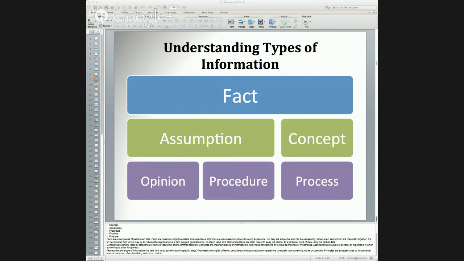A new computer system is too expensive to implement. This is an assumption. What is an assumption? No, this time I'm asking you, what is an assumption? Okay, let me help you out. Assumptions are a type of concept or hypotheses in which something is taken for granted.